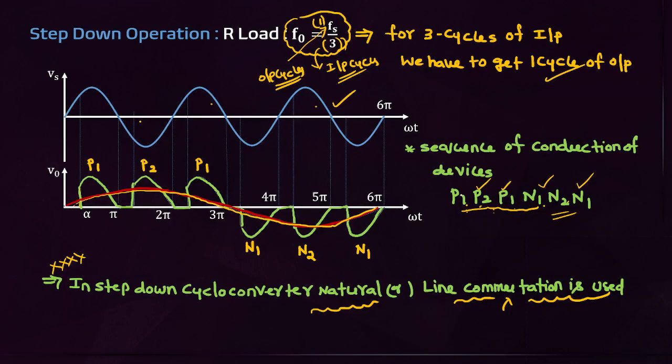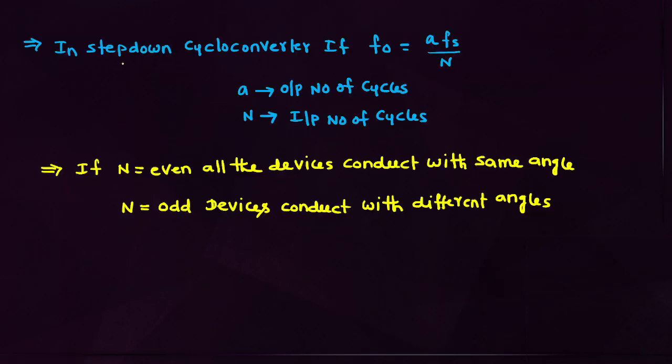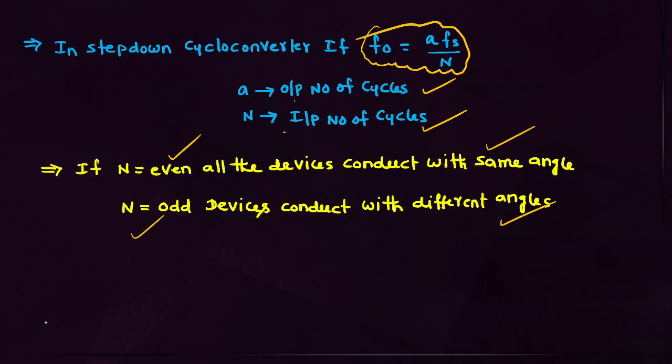Then the conduction angle of devices is not equal if it is an odd number. This statement I gave. In step down cycloconverter, if f naught equals a into Fs by n, where Fs is the supply frequency, a is the output number of cycles, and n is the input number of cycles: if n is an even number, all the devices conduct with the same angles, friends. If n is an odd number, devices conduct with different angles.